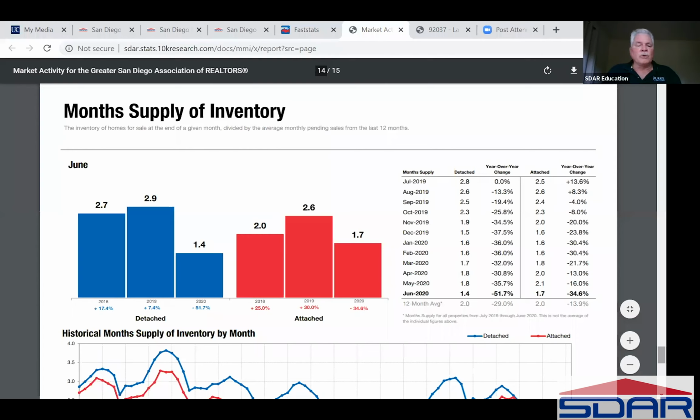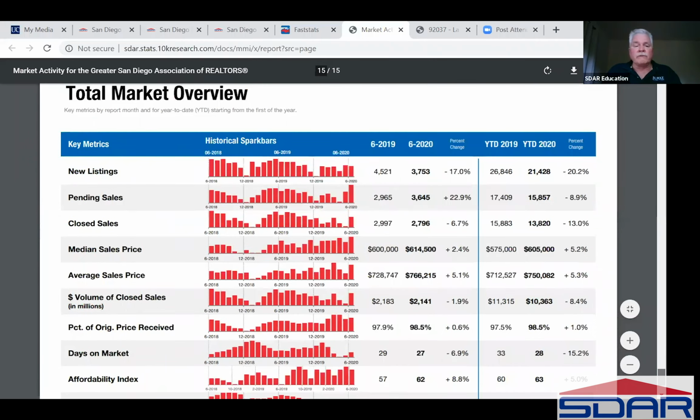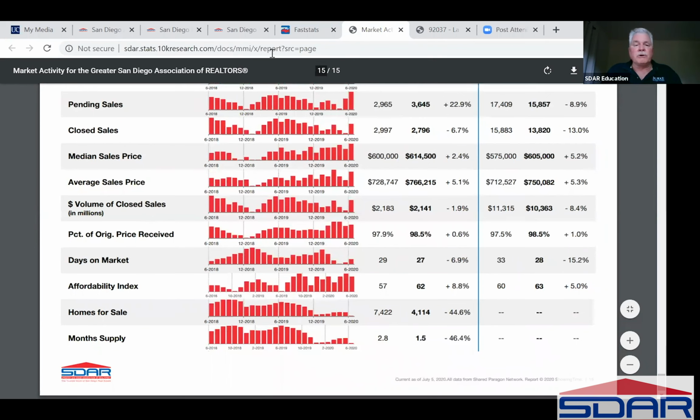So monthly supply of inventory, again, seriously depleted. We just don't have a lot of inventory, and that's going to create some problems for us as an industry. We need more inventory. Okay. Total market overview, once again, looking at the data across the board, that should be pretty helpful for everybody.